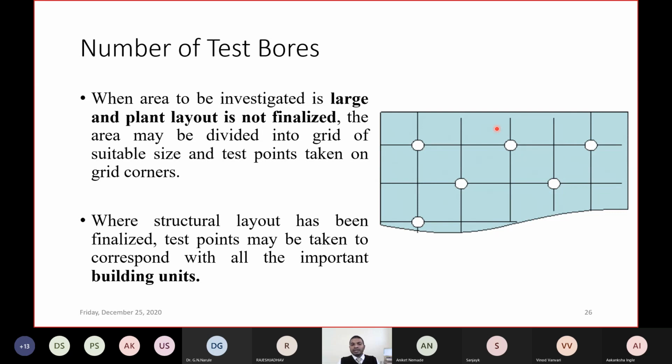When the area investigated is large and the plant layout is not finalized, the area may be divided into a grid of suitable size and the test points taken at the grid corners. This type of problem is taken up in dam case studies, where you are investing a large sum of money in the infrastructure alone, and if failure occurs at that time, there will be a loss of a large sum of money. Over there, this kind of grid fashion or radial fashion can be taken.